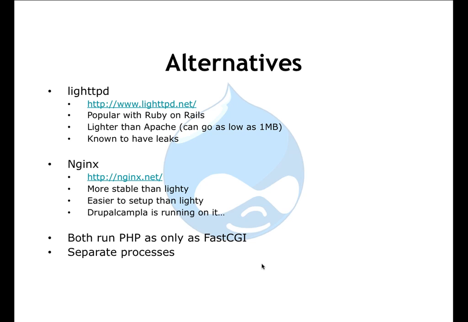Some alternatives to using Apache are LightTPD and Nginx. LightTPD has been popular with Ruby on Rails. It's a lot lighter than Apache, but in the past it's been known to have leaks. I'm not sure about the current versions of LightTPD, but you can use Nginx, which is supposed to be much more stable than Lighty. It's a lot easier to set up, and the Drupal Camp LA guys are running this site using Nginx, just to give an idea. They both run PHP as a FastCGI process, which I'll talk about more. It's separate, and it's a lot leaner.